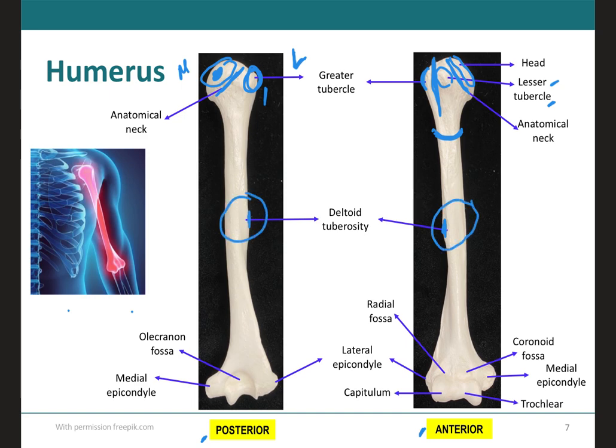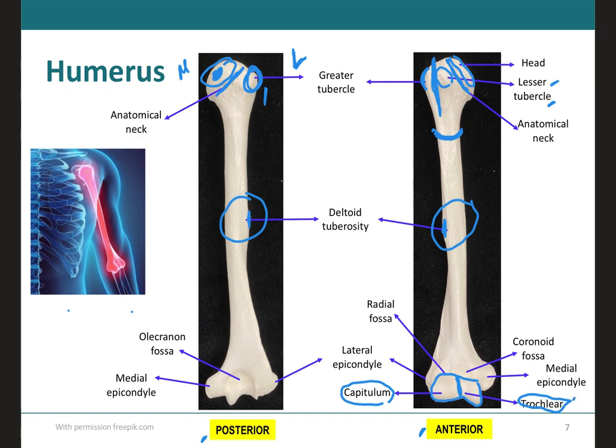Moving distally, on an anterior view, all of this part over here is what we call a condyle. Remember that a condyle is a smooth articulating surface. Remember how the humerus will articulate with two bones that form the forearm. Therefore, the condyle will be divided into two portions. There's one portion that's going to be located medially, which is the trochlea, and the other portion, which will be located laterally, is the capitulum.